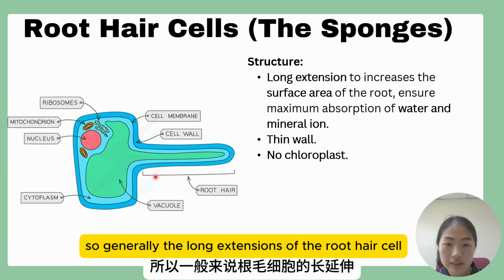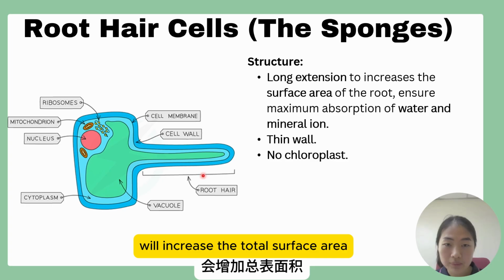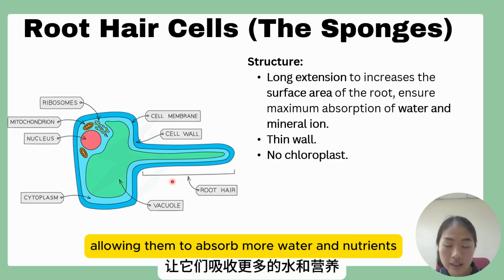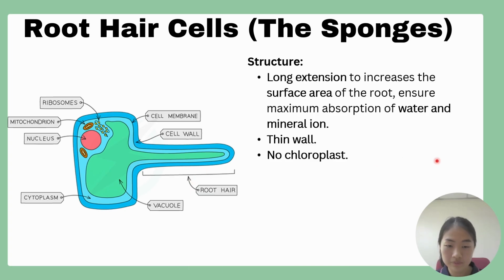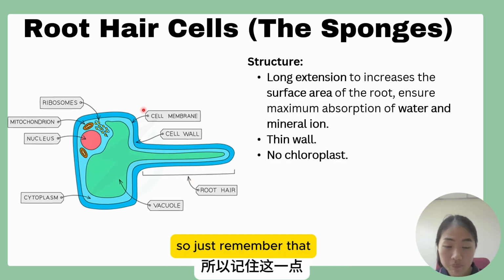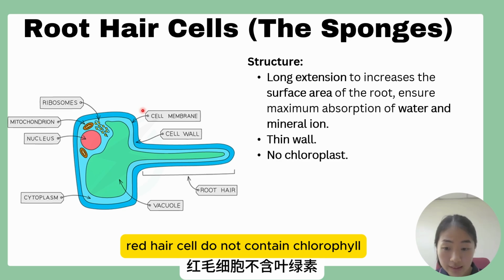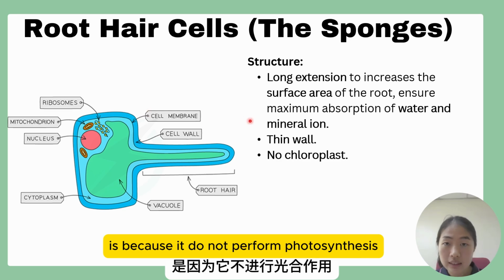So generally, the long extensions of the root hair cell increase the total surface area, allowing them to absorb more water and nutrients efficiently. Just remember that the root hair cell does not contain chloroplast, because it does not perform photosynthesis.